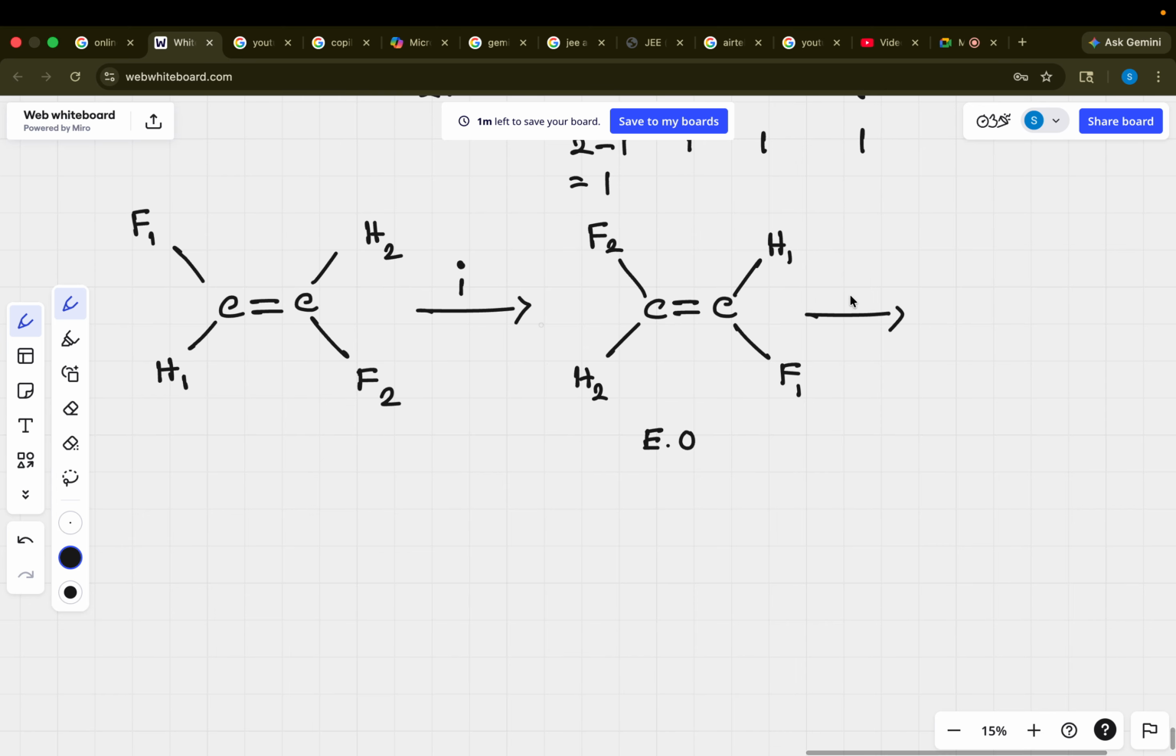Now if I apply this inversion center for another time, if I operate this inversion center for another time, they will again interchange their positions. F1 F2, here you will get H1 H2. So this is your identical orientation. Okay, so if I operate the inversion center two times, you will get the identical orientation.